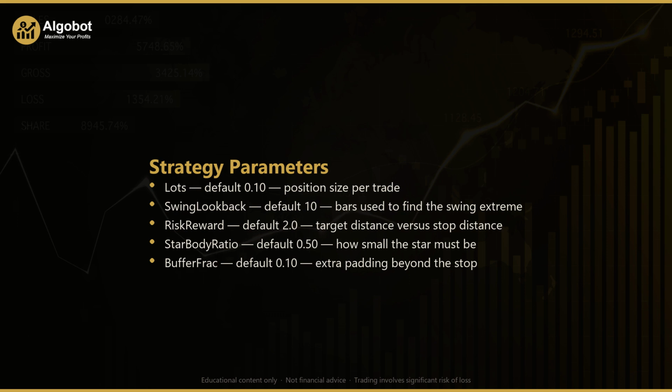StarBodyRatio defaults to 0.5. This controls how small the middle star candle must be compared to its neighbors. A lower number is stricter and demands a tighter, cleaner star, while a higher number is more relaxed. It runs from 0.10 to 0.90. Finally, BufferFrac defaults to 0.10. This adds a little breathing room beyond the pattern extreme when placing the stop, expressed as a fraction of the pattern's range. A larger buffer gives the trade more room, but widens your risk. Tune these together and always test changes before using them.